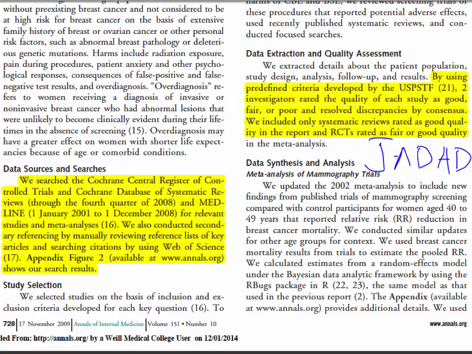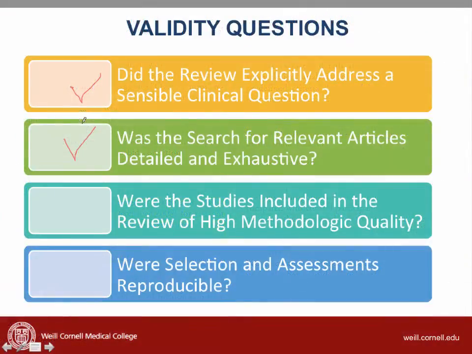As a reader, you would like to know first what system the author used to include articles, and second, did they exclude poor quality articles, and how did they do that? Going back to our questions, it does appear that the authors only included studies that were fair or good quality. So let's give that question a check mark. The final question is, were selection and assessments reproducible?